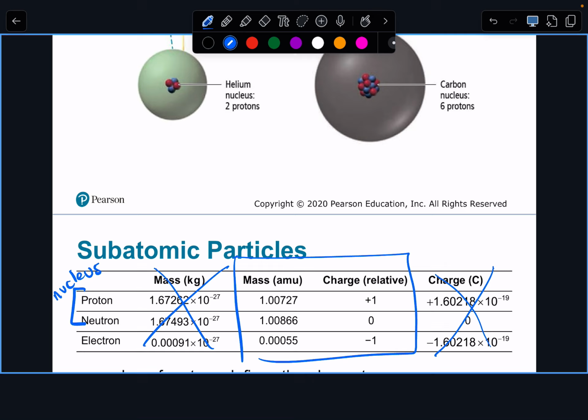As far as charge, the neutrons, like the word sounds, are neutral. They have no charge. That's why it's listed as 0 down here. And the protons have a charge, and we give them relative charges so we can compare them to each other. So we say the charge on a proton is just +1.